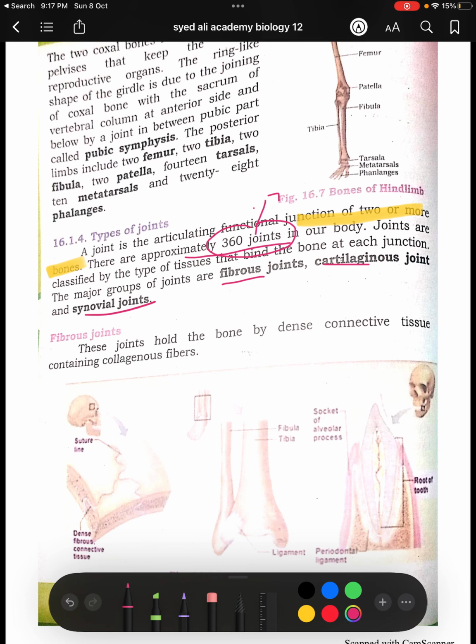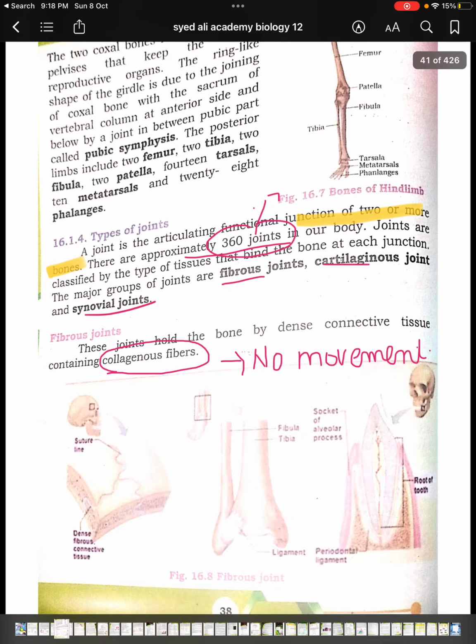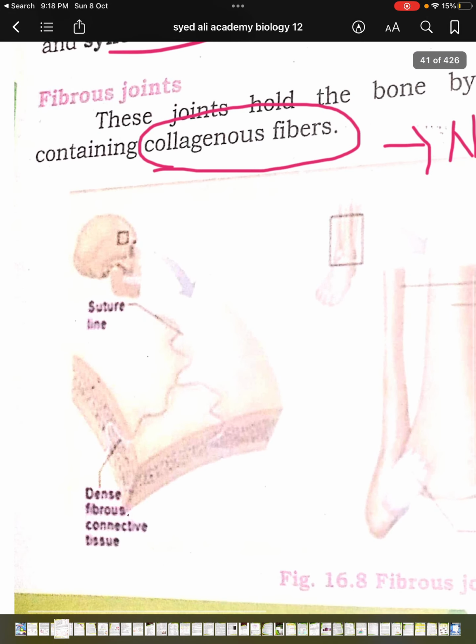Now, fibrous joint. These joints hold the bone by dense connective tissue containing collagenous fibers. Basically, fibrous joints hold the bone by dense connective tissue. Here there is no movement. No movement is there, right? Now let's see an example of this fibrous joint: the joints between the cranial bones.